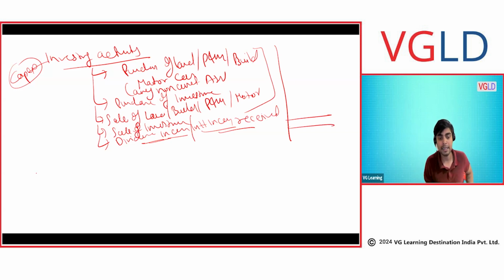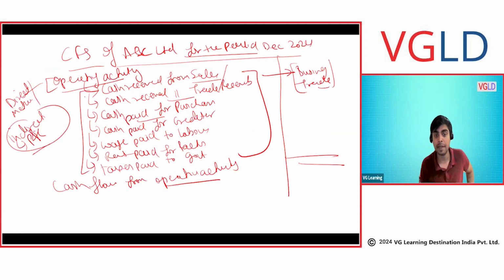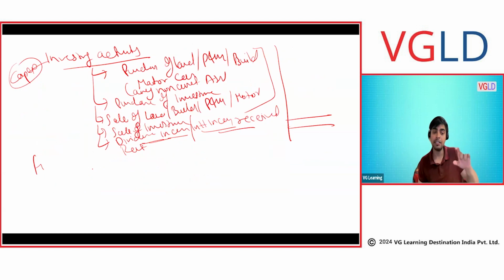Now, financing activity. Yes, rent received also, right answer, Charvi. Again, if rent is your other income, not the primary source. If your rent received is the primary income, then it would come under operating. Otherwise, if it is your other income, then it will come here, rent received. Now financing activity.